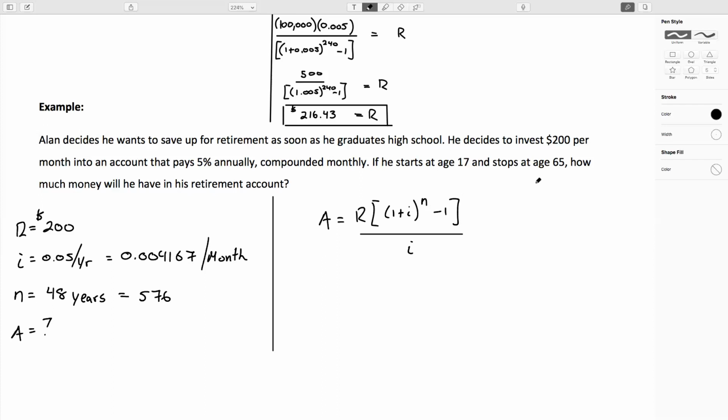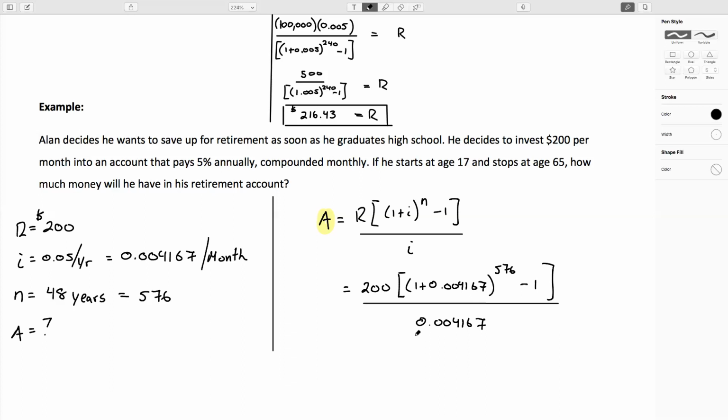Okay. Fortunately for us, it's already solved for future value. We don't even need to rearrange this. We just need to put in our numbers. So he's making a regular payment of $200 times 1 plus this ugly number, 0.004167, to the power of 576 minus 1, all divided by this ugly number, 0.004167. If you want to keep it exact, put this in as 0.05 divided by 12. Do it all in one shot in your calculator. But for the purposes of this class, I think we're okay.